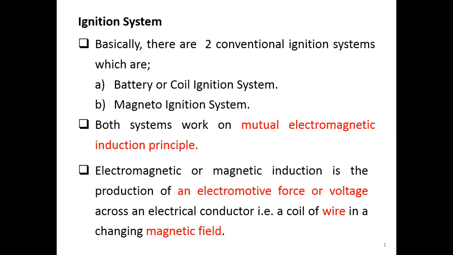Electromagnetic induction is the production of an electromotive force, which normally we call a voltage. The voltage here will go across an electrical conductor. Our electrical conductor here is a coil of wire in a changing magnetic field. So with the coil of wire and the changing of the magnetic field, it will create the voltage and induce the current here.